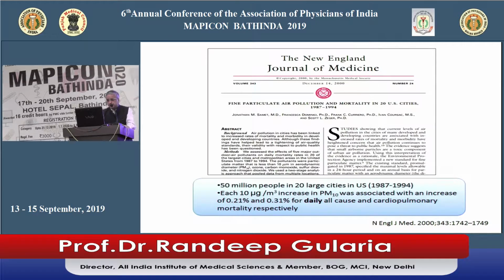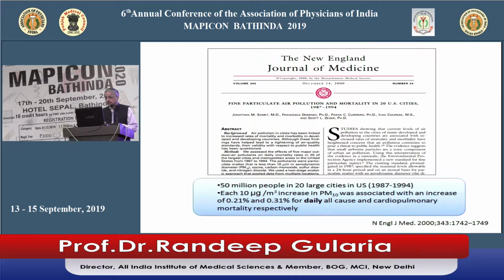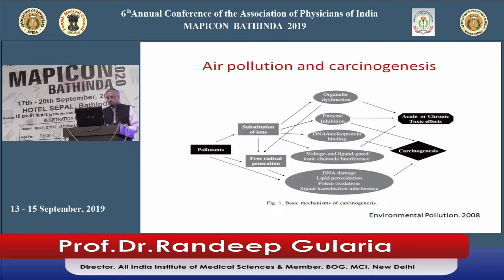A paper in the NEJM which looked at 50 million people in 20 large cities in the US again showed that each 10 microgram per meter cube increase in PM10 was associated with an increase of 0.21% and 0.31% of daily all-cause cardiopulmonary mortality respectively. And therefore, if you start looking at the data from our country, you'll find that this rise is much higher, because we are looking at just a small rise of 10 microgram per meter cube in PM10.